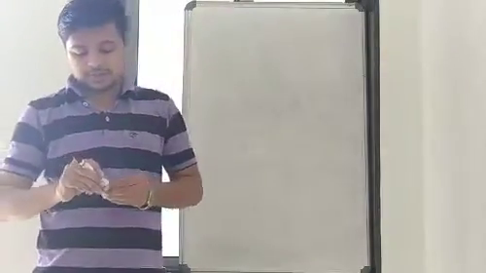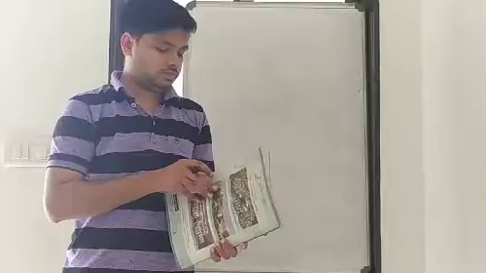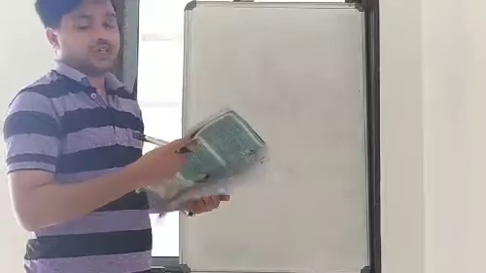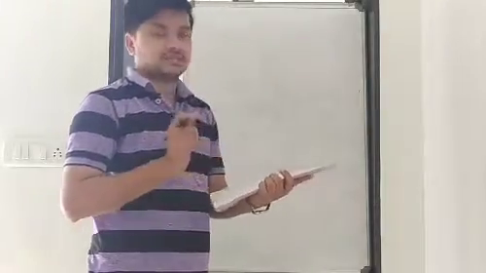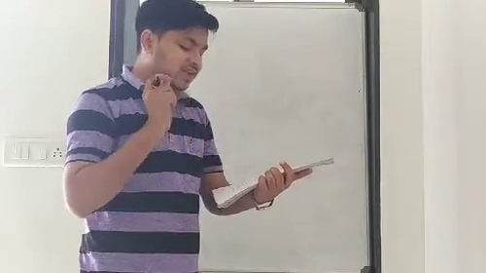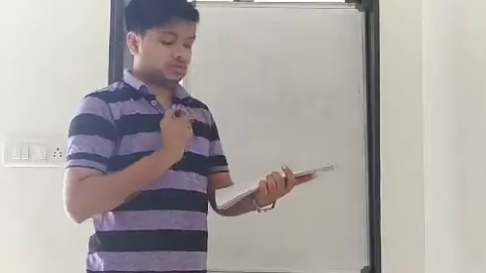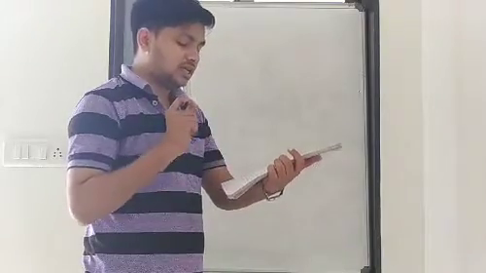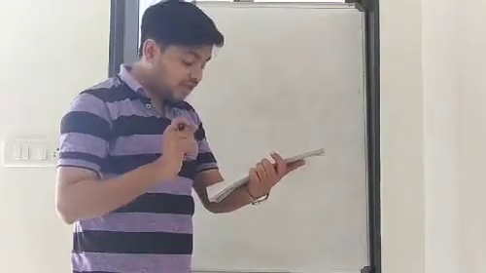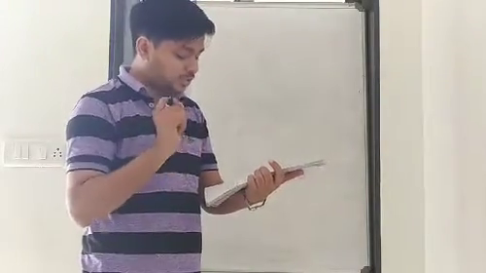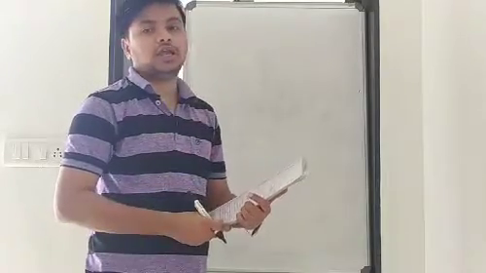So now open a book, example 10.1. Okay. What is the question? The question is: a convex mirror used for rear view on an automobile has a radius of curvature of 3 meters. If a bus is located at 5 meters from this mirror, find the position, nature and size of the image.